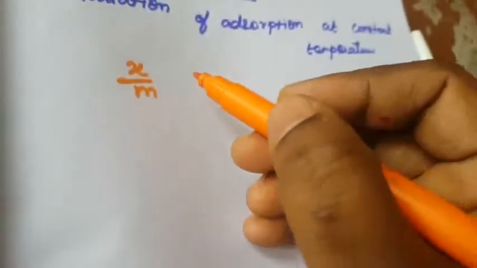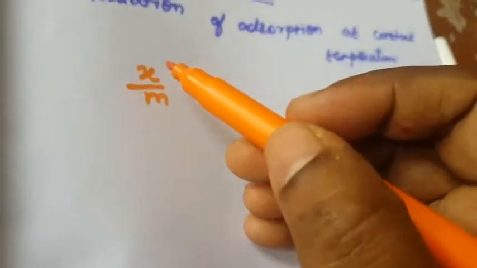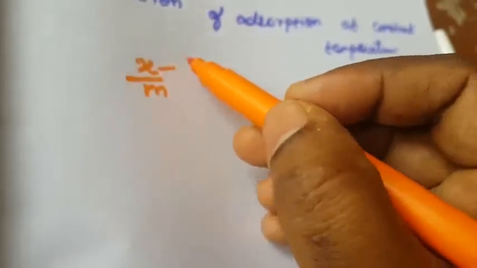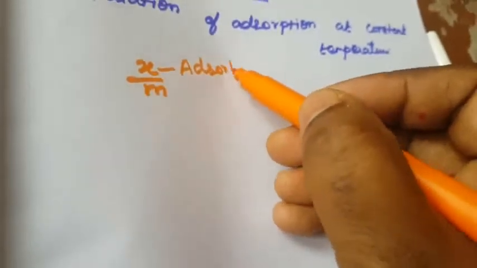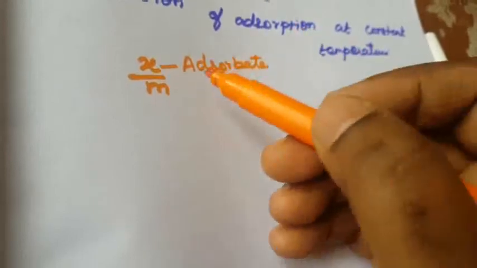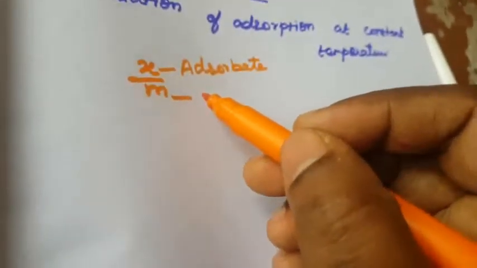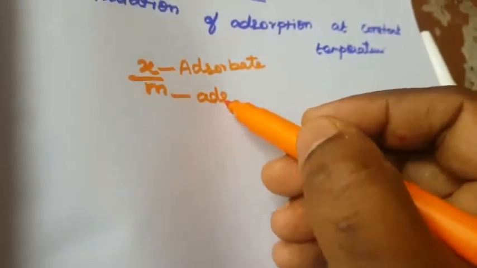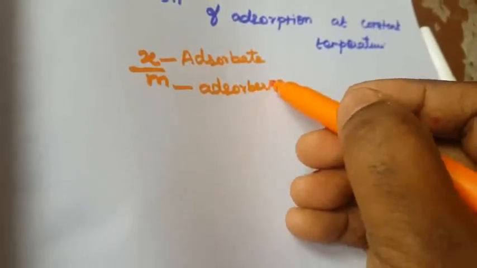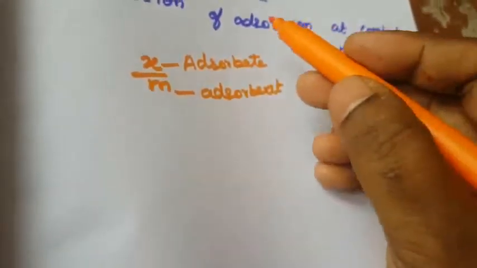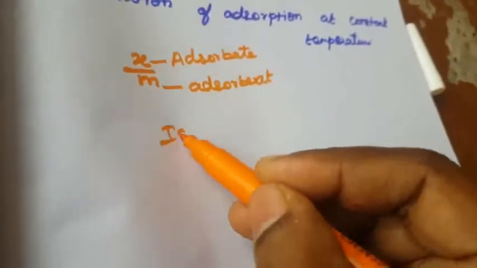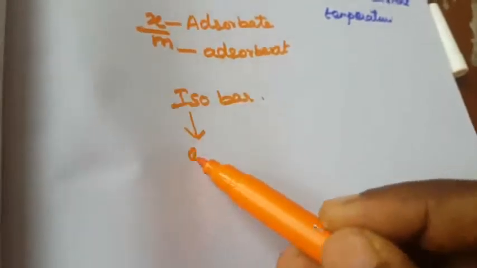First is physical adsorption, that is x by m. What is x? X is the adsorbate. Adsorbate means the molecules that can be adsorbed. And m is the mass in grams of the adsorbent. This is called the adsorbent. What is isobar? Iso means same. What is bar? That is pressure.